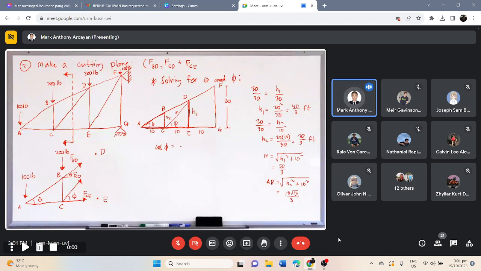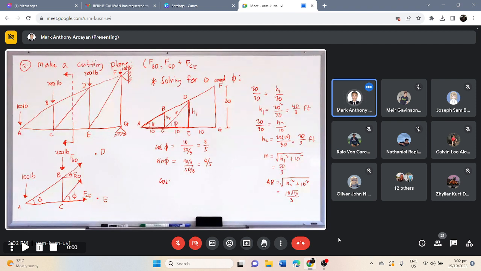So cosine phi is 10 over the hypotenuse, that is 50 over 3, which is equal to 3/5. Then sine phi is equal to H1 over the hypotenuse, 40 over 3 divided by 50 over 3, so the result is 4/5.